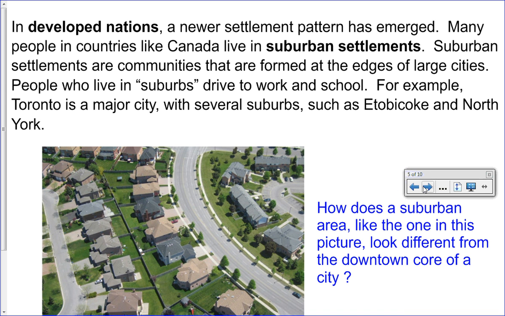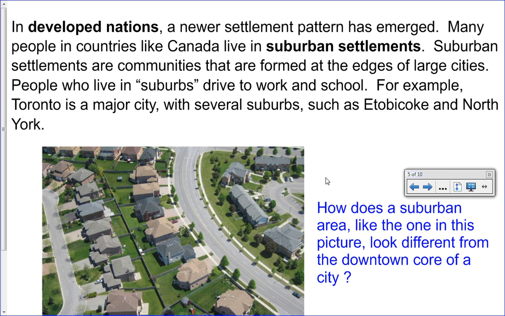In developed nations, a newer settlement pattern has emerged. Many people in countries like Canada live in suburban settlements. Suburban settlements are communities that are formed at the edges of large cities. People who live in suburbs drive to work and school. For example, Toronto is a major city with several suburbs, such as Etobicoke and North York.